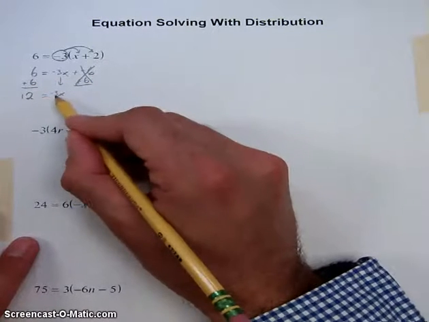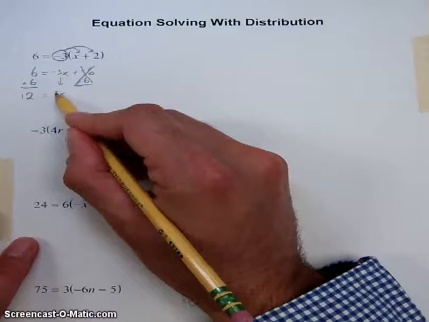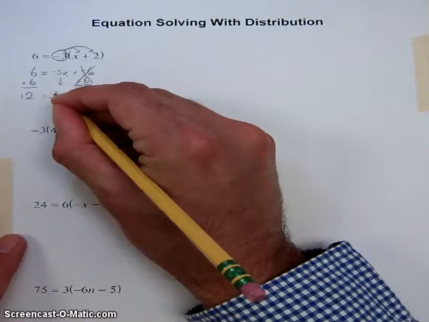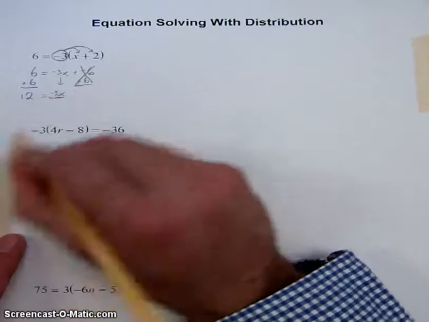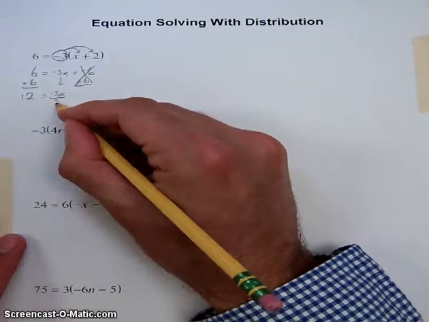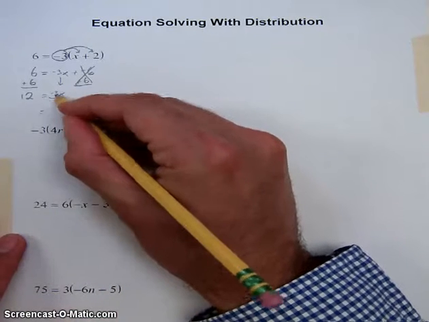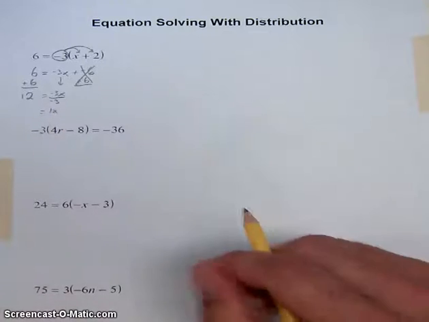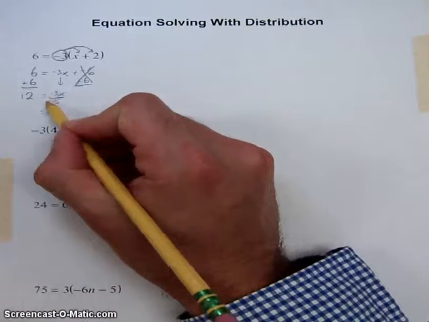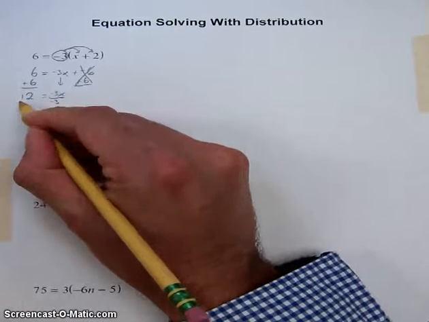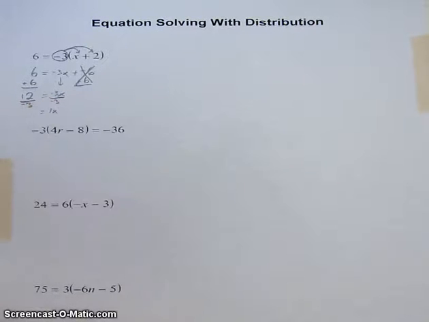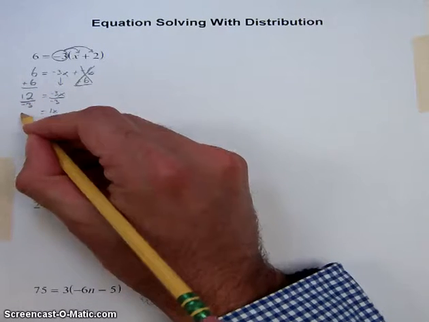Now I want to isolate my variable. I want to get rid of this -3. How do I do that? Do the opposite operation. Since it's -3 times x, I want to divide by -3, because -3 over -3 is 1x. Now I have 1x, and that's what I was trying to get. But again, since I divided by -3 on the right side, I have to do that same thing to the left side to maintain that equal symbol. When I do that, I get -4.